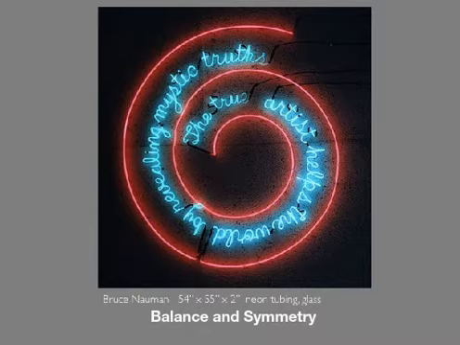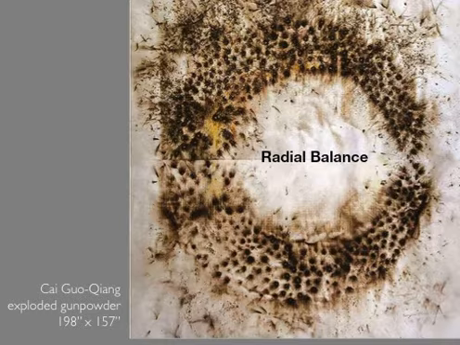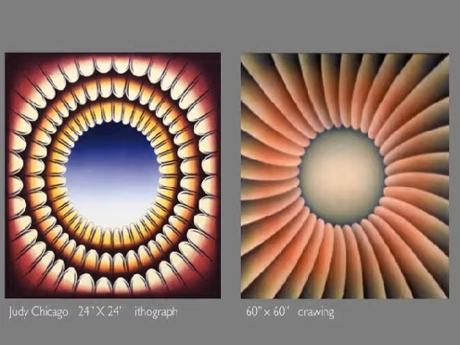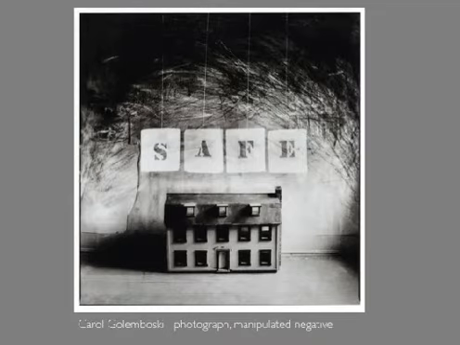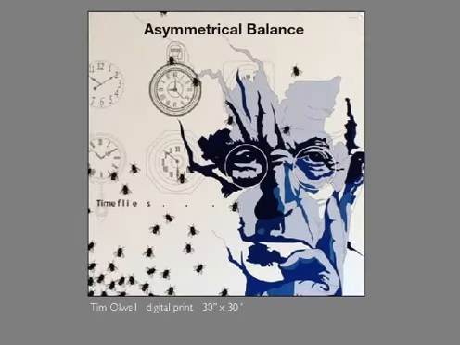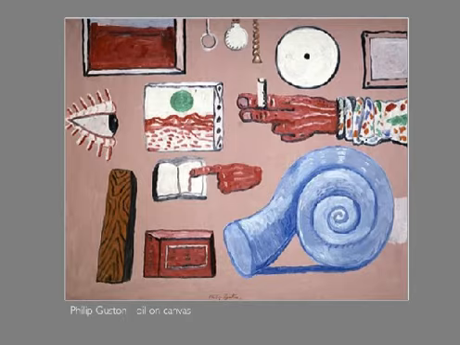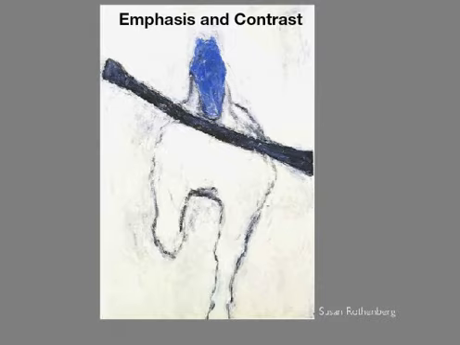Balance and symmetry is about the composition having the feeling of equal distribution of weight. Radial balance reinforces this concept. Symmetrical balance is where both sides of the composition are equal, so that if you drew a line down the middle of the page, both sides would be the same. Asymmetrical balance is where even if the two sides are not exactly equal on a vertical axis, there is the implied feeling of equal weight.